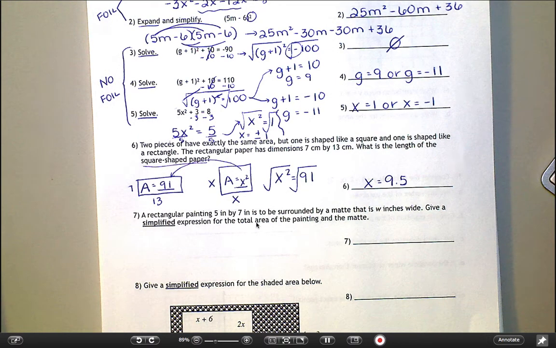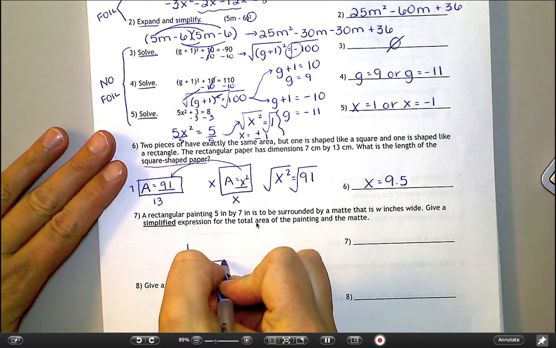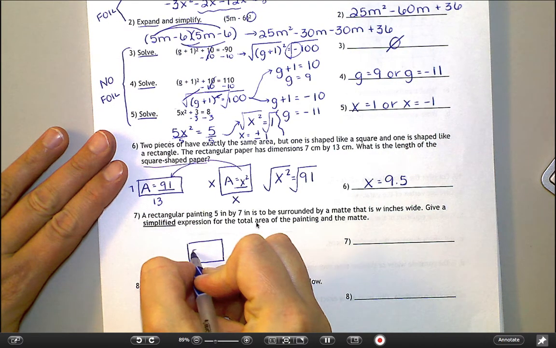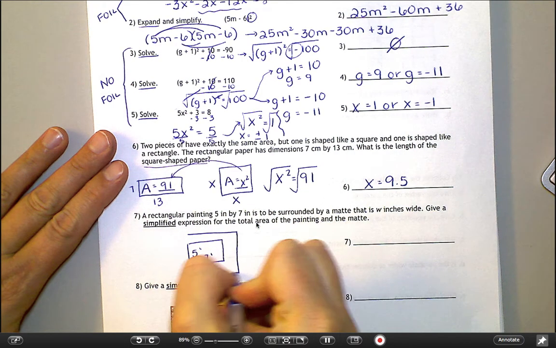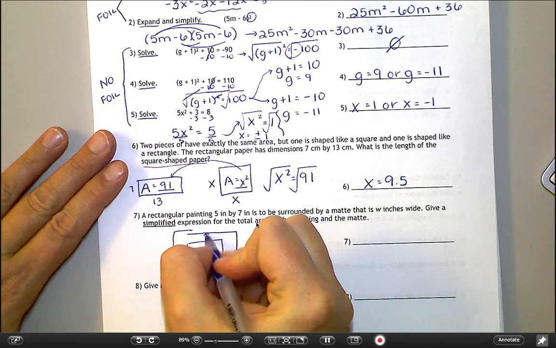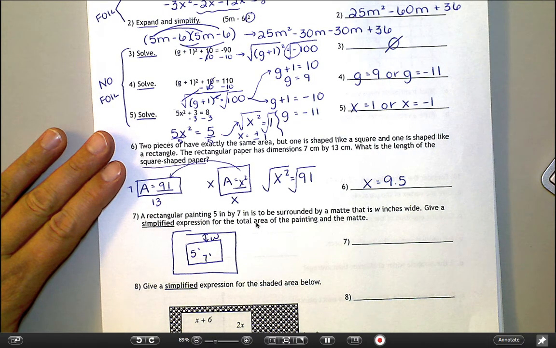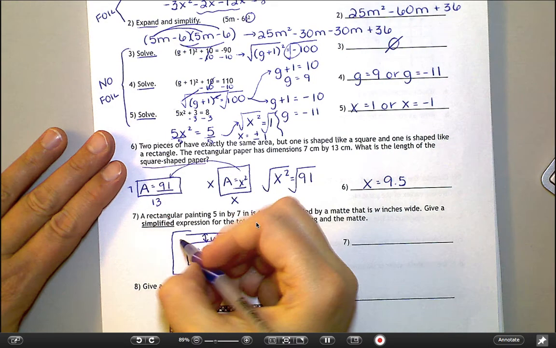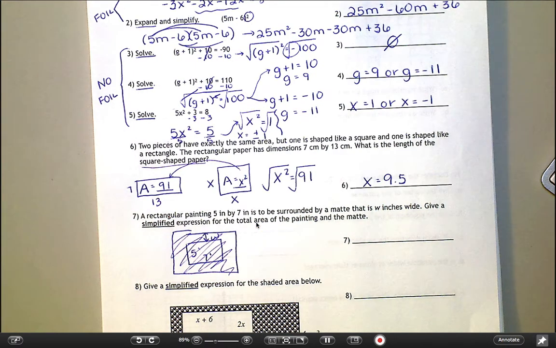Okay, our favorite painting question or picture or whatever it is. We've got a painting that is 5 by 7 with a frame or a mat around the outside that is W inches long all the way around. Okay. I want an expression for the area of the whole thing. So I want this entire area, the whole thing.